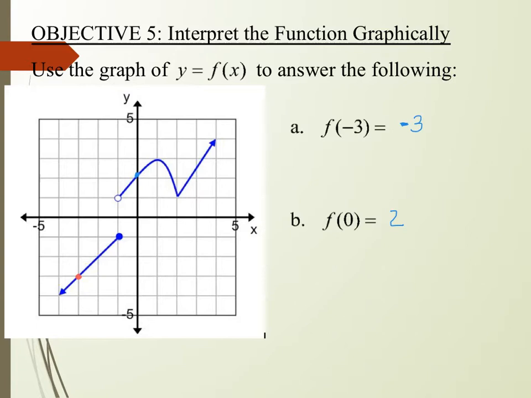But in any case, the function itself, if we look to say, okay, what is the evaluation of f of minus 3? If we go to where minus 3 is, which is my little red dot here, we see that f of minus 3 is minus 3. F of 0, right? So I go where f of 0 is, and it's right here. So f of 0 is equal to 2.